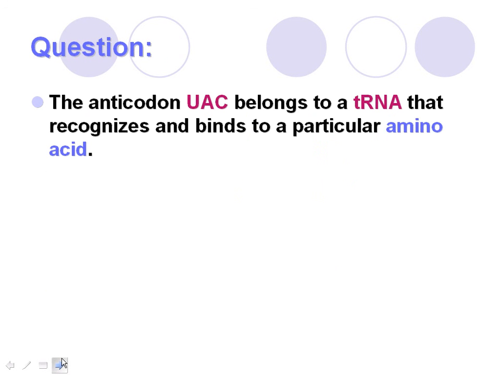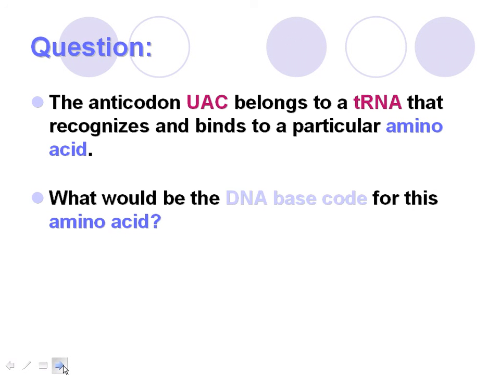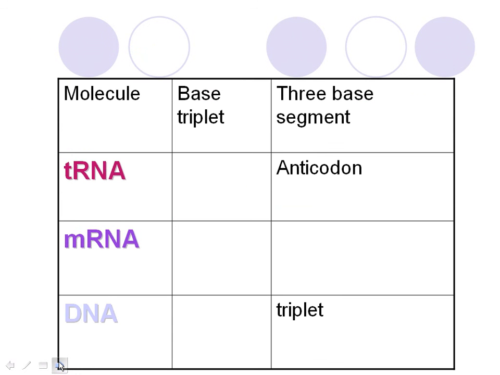And so my final question, all right, the anticodon, UAC, belongs to transfer RNA that recognizes and binds to a particular amino acid. Okay, it says, well, so let's work our way back. It says, what would be the DNA base code for this amino acid? So if tRNA, we said, was UAC. Now, let me see, can I grab a pen? So, was UAC. And we said that was our anticodon.